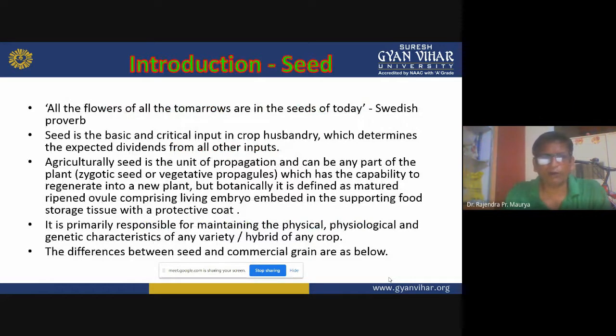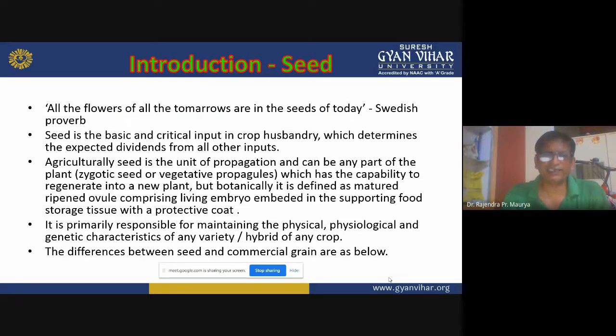So all the flowers of all the tomorrow are in the seeds of today. This is a Swedish proverb. And also we can see that seed is a basic unit of crop production.